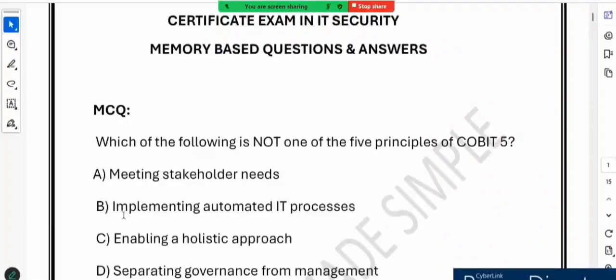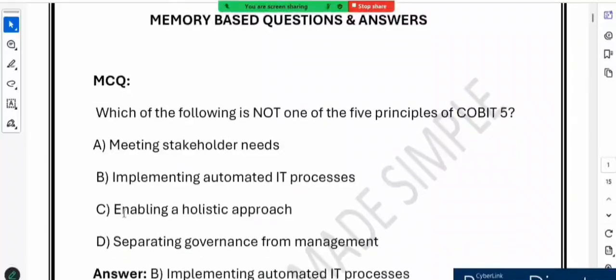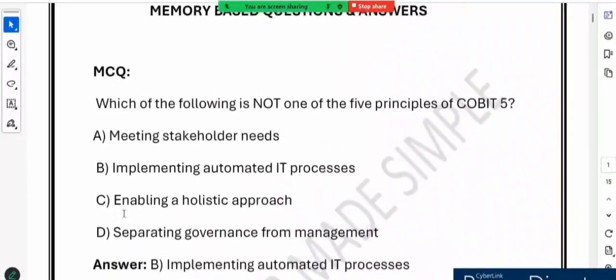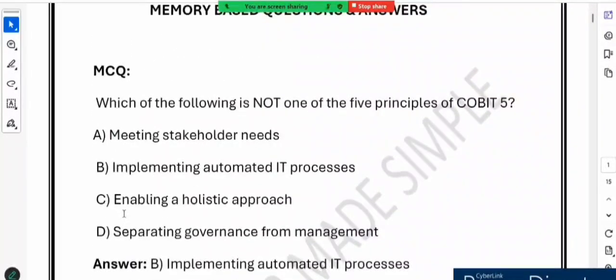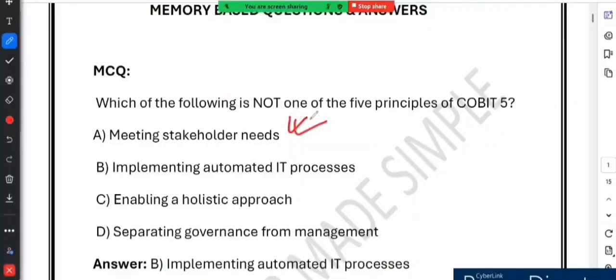The correct answer to this question is option B, implementing automated IT process. Why? Let's break it down. First of all, option A says meeting stakeholder needs. Imagine you are running a bank and your customers, employees and regulators all have different expectations. COBIT 5 ensures that IT services align with business goals and meet everyone's needs. Just like a restaurant ensures good food, quick service and hygiene for the customer, IT governance ensures smooth operation for all stakeholders. So this is indeed a principle.